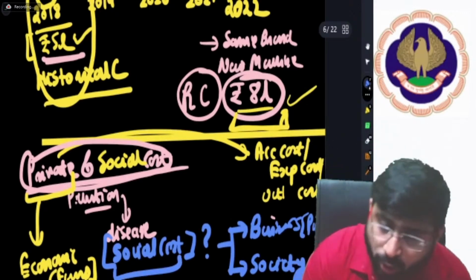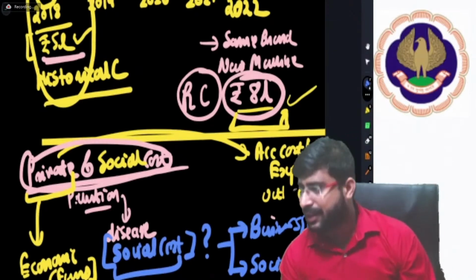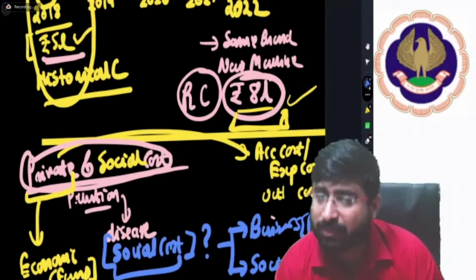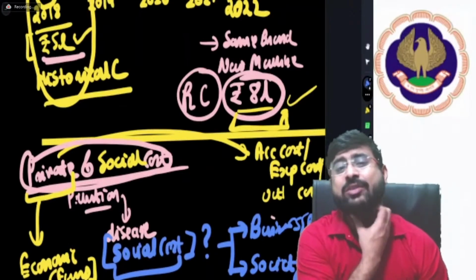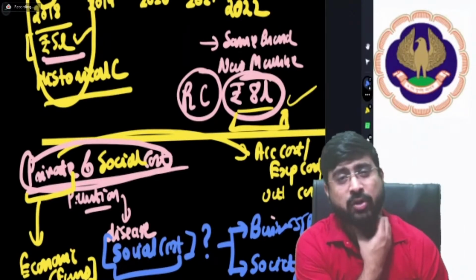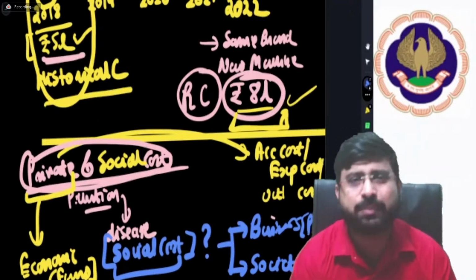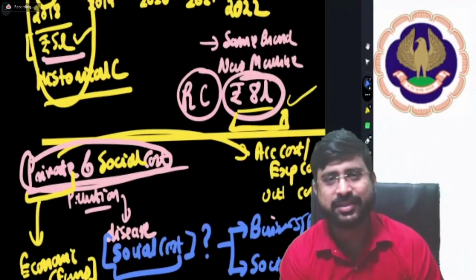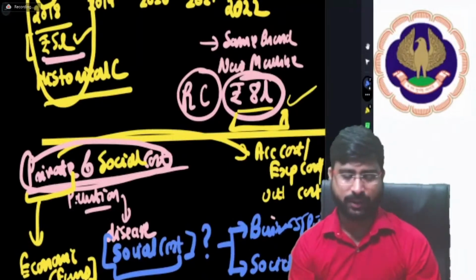So social cost is the broadest cost possible. Yes, there cannot be anything bigger than this. Let me remind you what social cost is. It includes the cost that the society has to incur because of pollution and other business activities, and also includes the business costs. That is explicit as well as implicit.